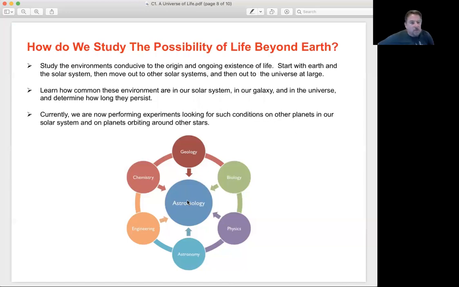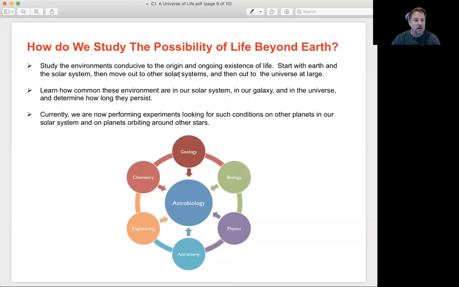How do we study the possibility of life beyond Earth? We're going to get into this, and so we have to look for the environments that are conducive to biogenesis, the origin of life and the ongoing existence of life. They have to be stable so that there's billions of years for life to persist on them.